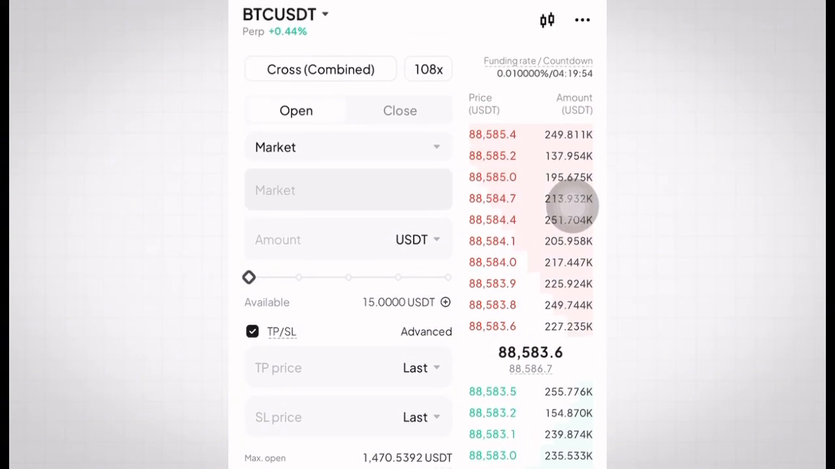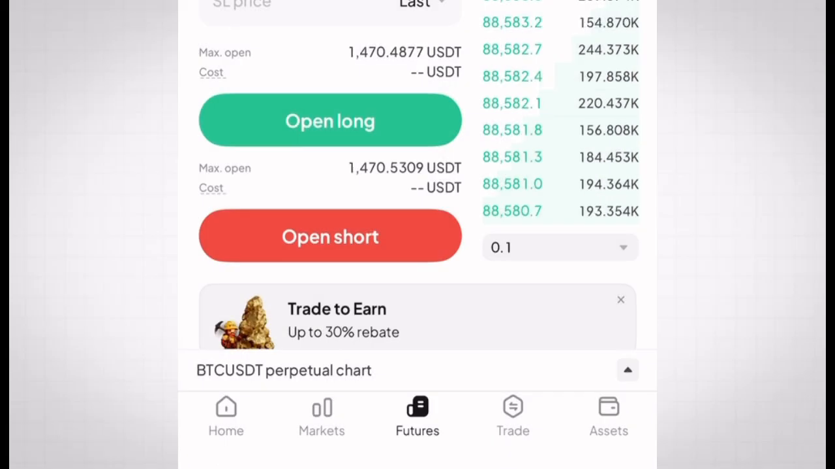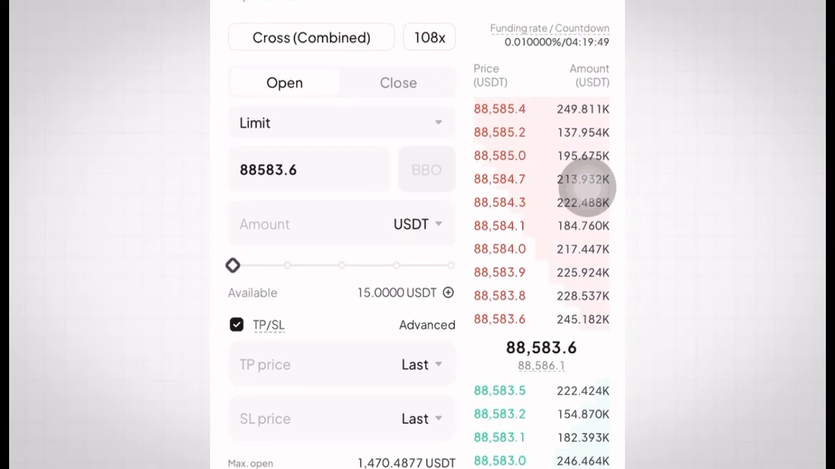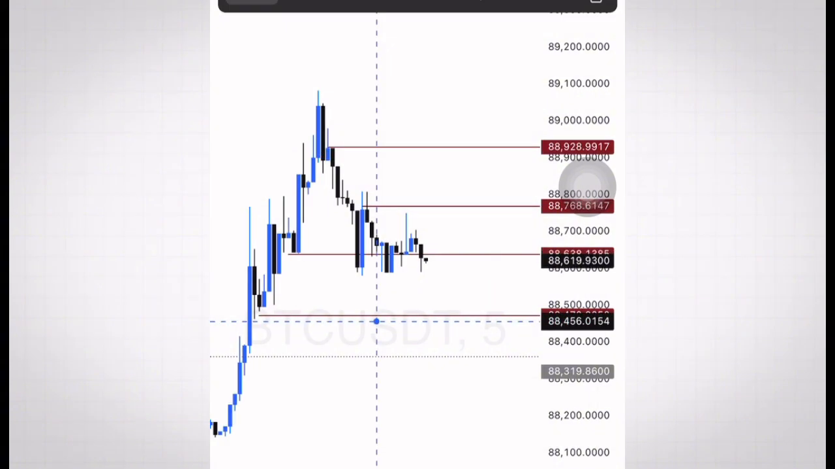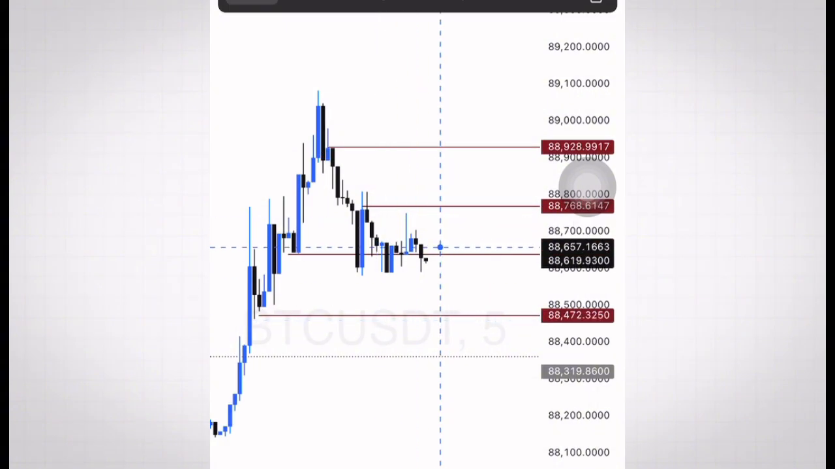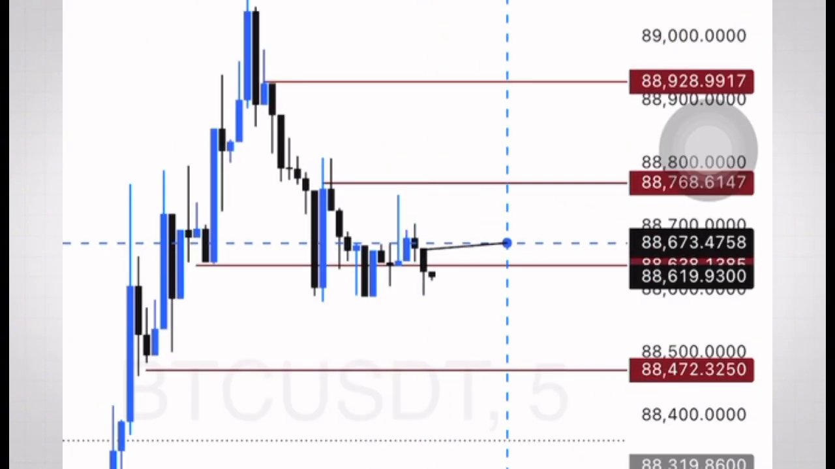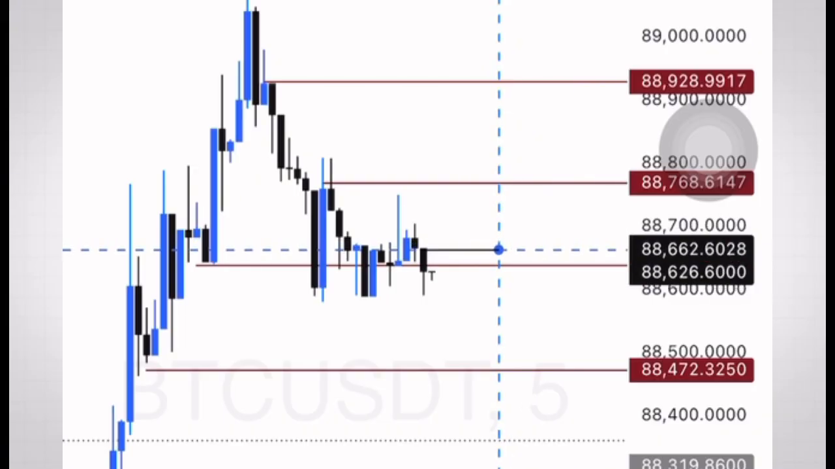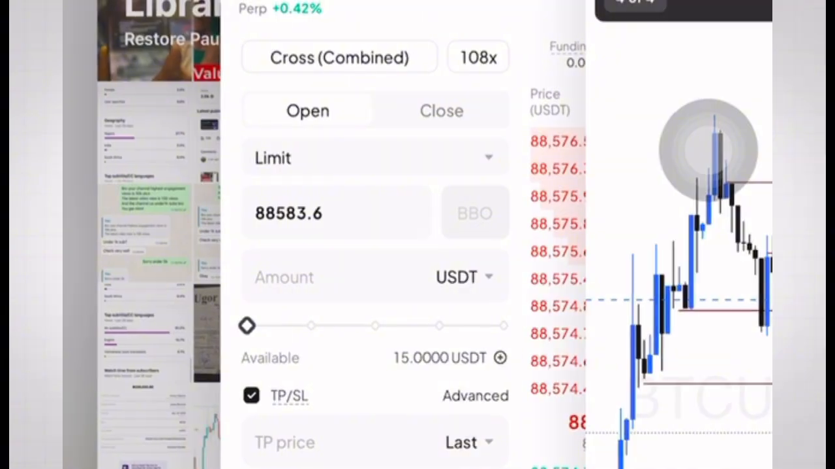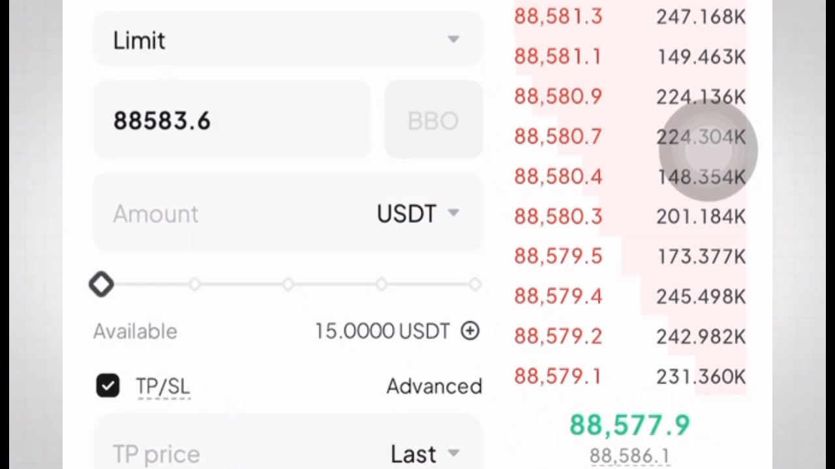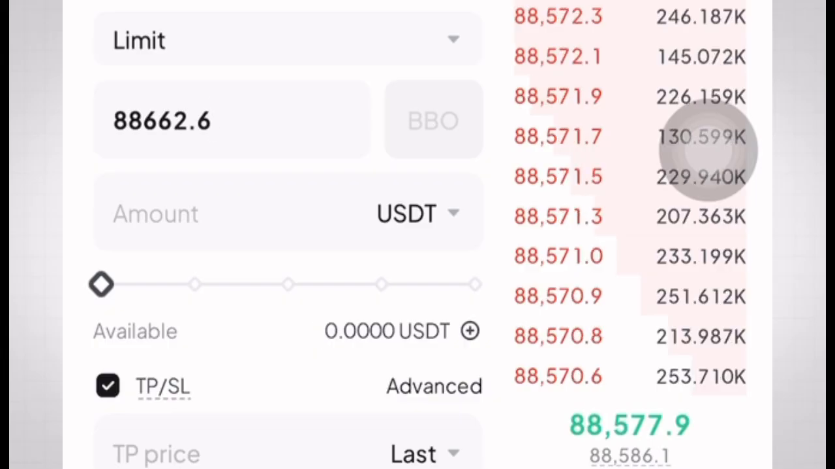Now, if you want to enter a limit order, then that is when you want to enter the exact number. Saying okay, when it starts coming to this zone right here, this zone is 88662.6088, it should trigger. Then I will have to come right here and change it to 88662.6, then it should trigger.